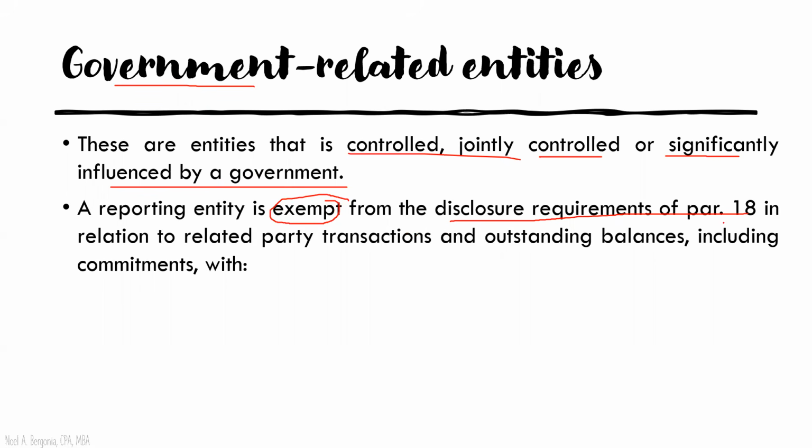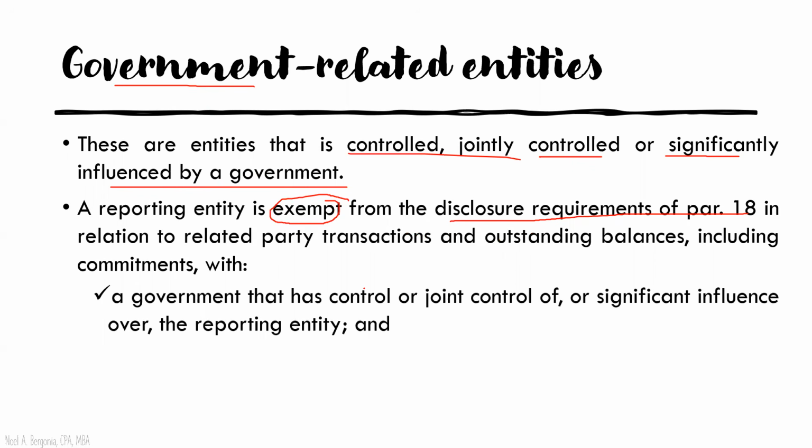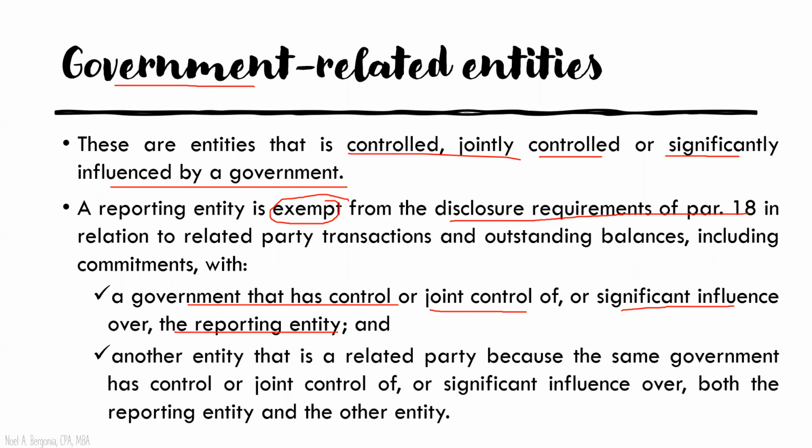Okay? So however, we need to check that there should be a control, joint control, or significant influence of the government over the reporting entity, or even another entity that is a related party because the same government has control or joint control. So hindi po natin siya pwedeng i-disclose yung mga information stated under paragraph number 18.